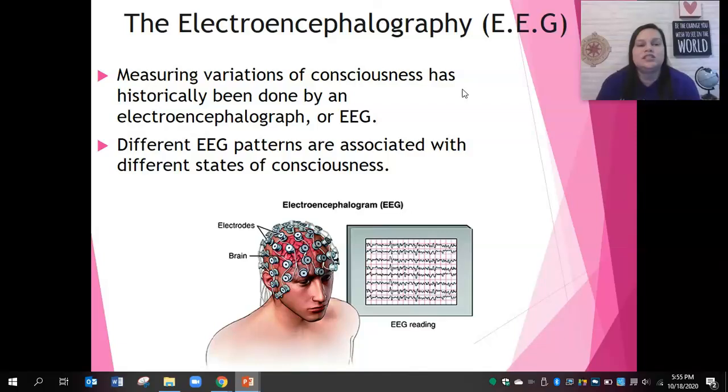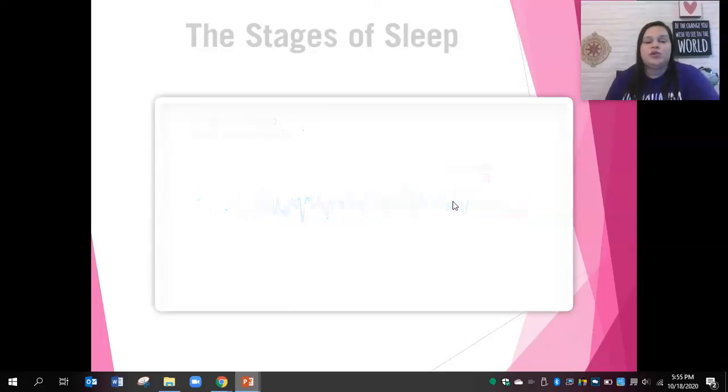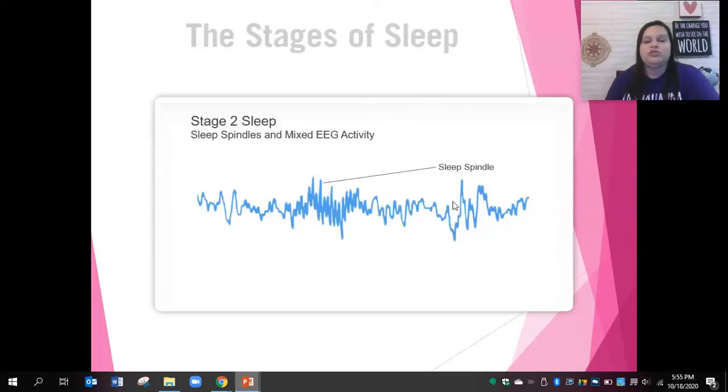So to study the different sleep stages and also the different states of consciousness, the main tool for that is an EEG, the electroencephalography, which is looking at our brain waves and the EEG patterns associated with each state of consciousness. So for the stages of sleep, in earlier sleep, our brain waves are shorter, they're theta waves. And as we progress through the different sleep stages, through 1 through 4, the sleep waves get bigger.